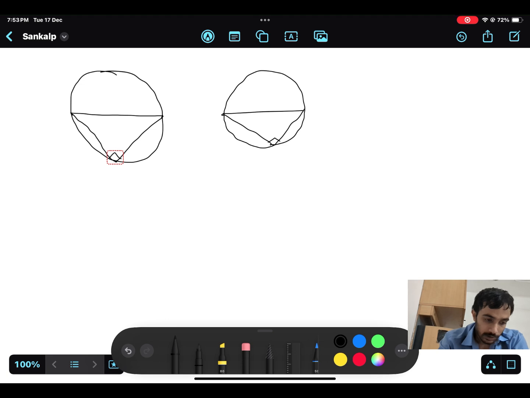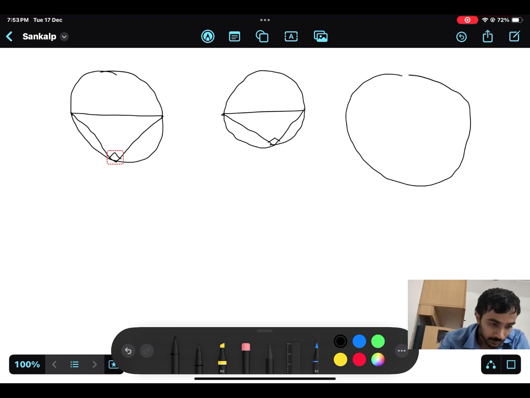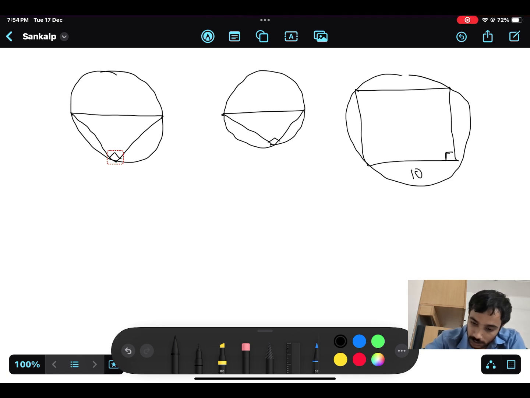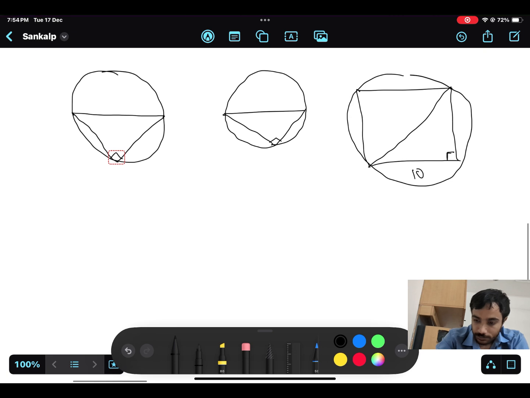So we are given that a square is inscribed in a circle, something like this, and the length of the edge is 10. Now as it is a square, this angle will be 90 degree, and this will be the hypotenuse. And this will also be 10. We know that the diagonal of a square is root 2 times its side. So this will be equal to 10 root 2.